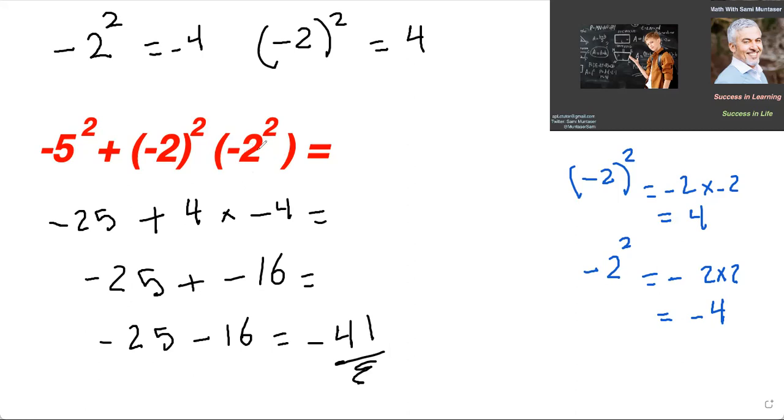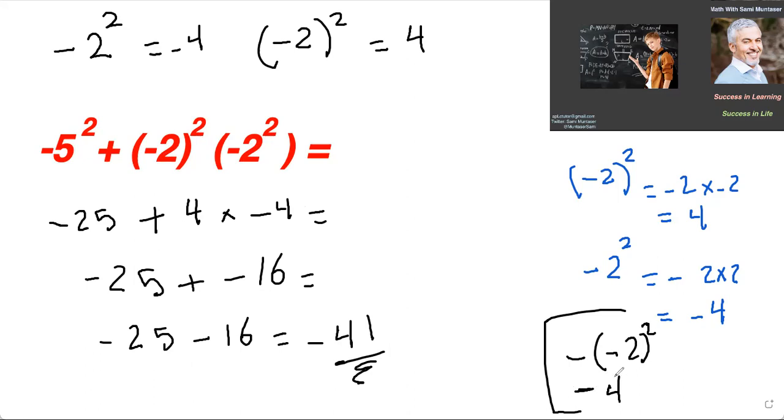Okay. It's a common mistake we see students make when they have a square outside the brackets and when they have a square inside the brackets. Also, if you want to look at something else, -(-2)². So this negative is not affected by the square at all, but this negative is affected by the square. So the answer for this will be -4.